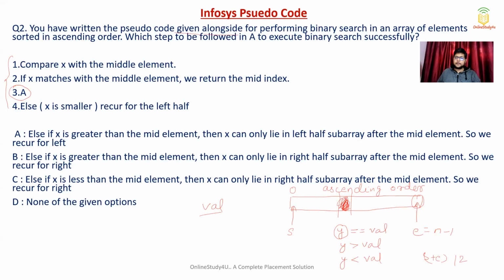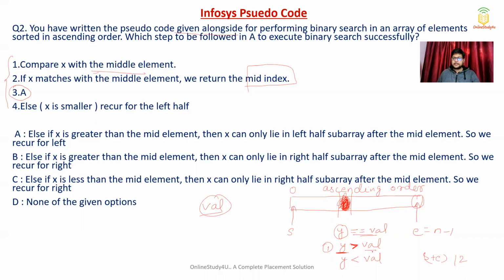So there are three possibilities. The first is that the number present at the mid index is equal to val. Compare x with the middle element, and if x matches the middle element, we have found our value val. So we simply return the mid index that is present here. But if this is not the case, there are two conditions. The number that I found here, the mid value, is greater than the value. We'll first discuss this case.